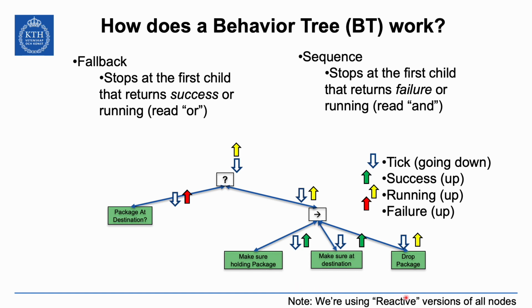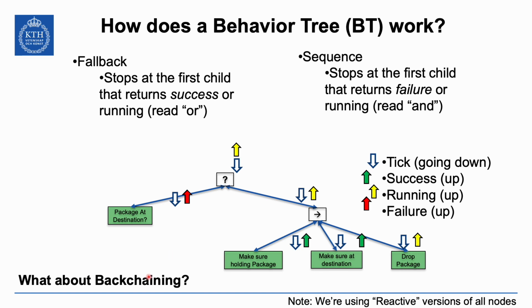So note we're using the reactive version of all nodes, reactive sequence, reactive fallback here. If what I described here is not how you're used to the fallback and sequence working, then maybe you're used to the memory versions of these nodes, and then you need to check the difference, because the rest of the video is going to be confusing if you're not aware of this difference.